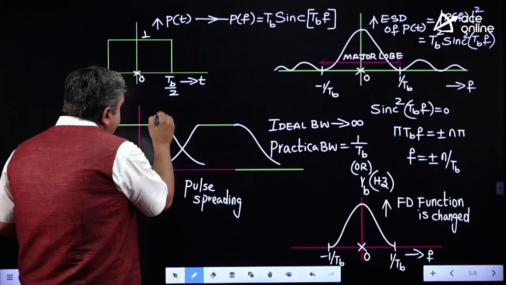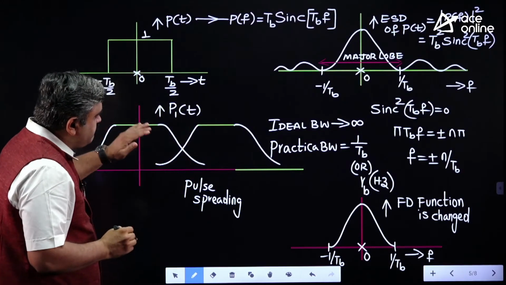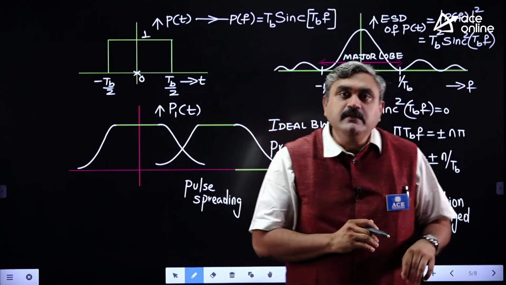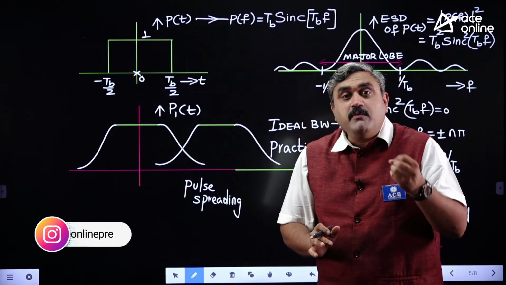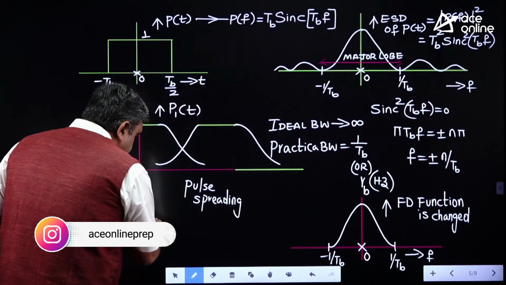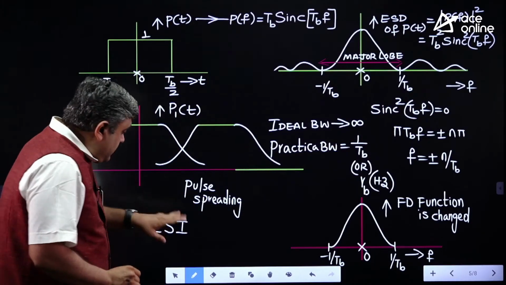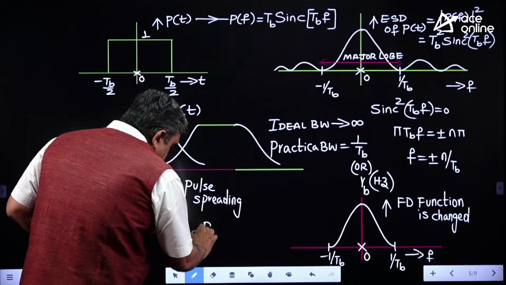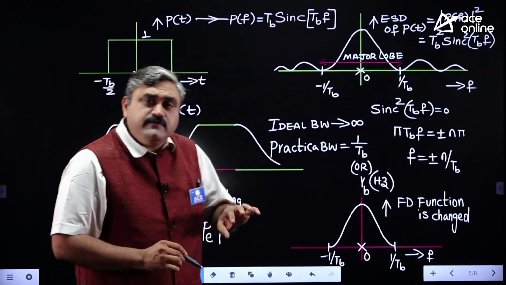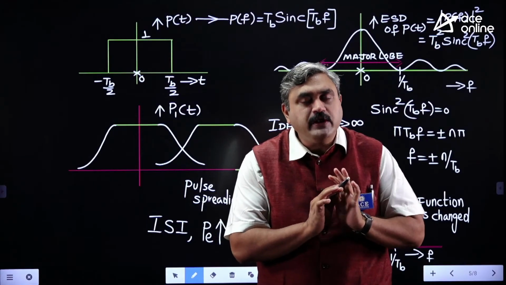So because of this change in the pulse, or spreading of the pulse, there is interference of one pulse with its next pulse or its previous pulse. So what will happen? Because of this interference, the probability of error will increase. So this interference is what we call intersymbol interference, denoted as ISI. So because of this ISI, what is the problem? Probability of error will increase. In interviews, they will only ask what is ISI. I have seen many students saying ISI is a noise. Be very, very careful. ISI is not a noise.